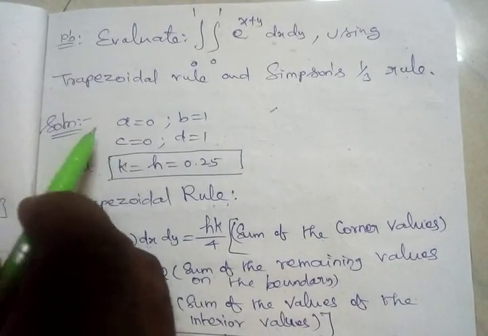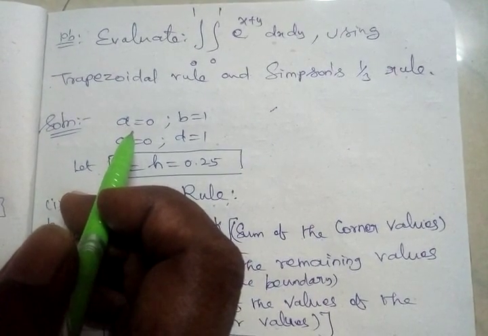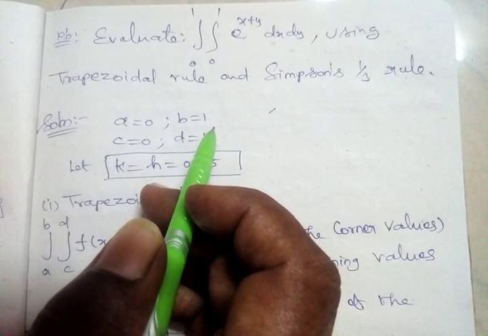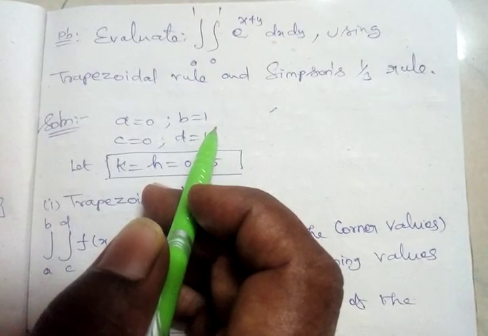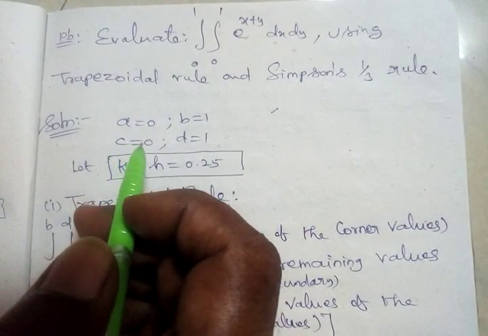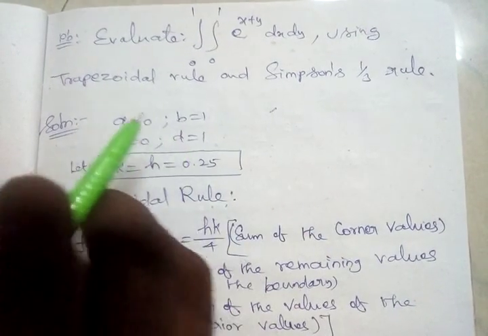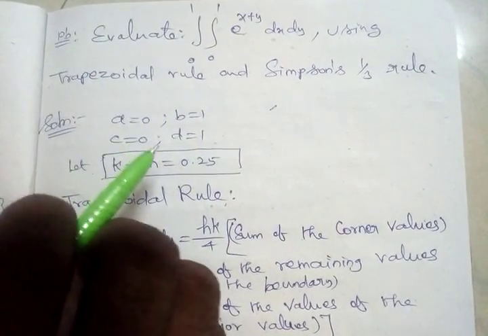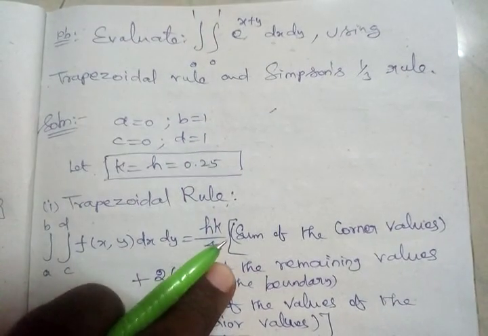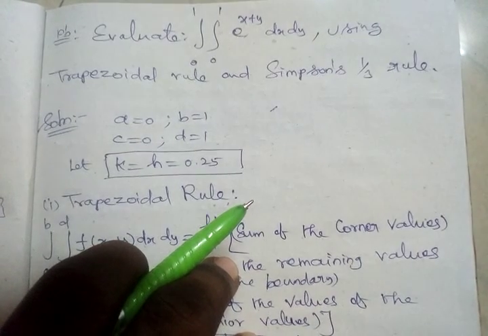So let us take a equal to 0, that is the lower limit, and b equal to 1, that is the upper limit for the first inner integral. For the outer integral, c is equal to 0 and d is equal to 1. So for both integrals, the lower limits are 0 and the upper limits are 1. We are given the function e power x plus y dx dy. So this is the function we are given.